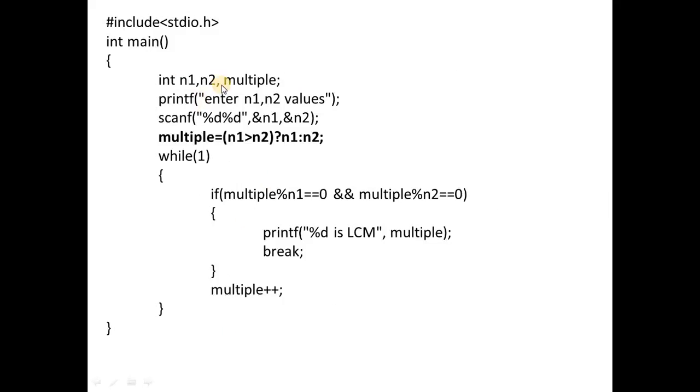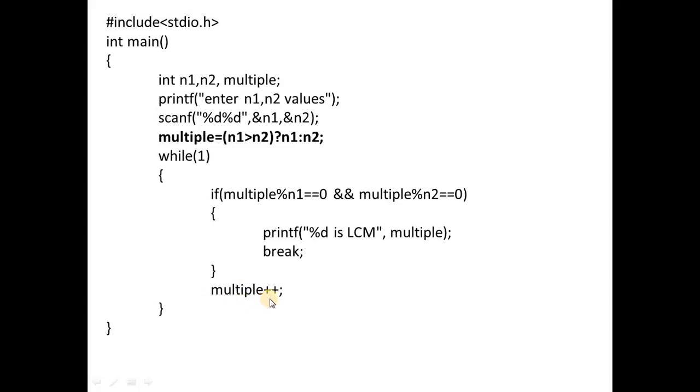We are taking n1 and n2 values here, and printf asks to enter n1 and n2 values. I am taking another variable called multiple, where I use a ternary operator. Whatever the highest value is, I store it in multiple. While of 1 means it is always true. We compare whether multiple is divisible by n1 or not, and also whether multiple is divisible by n2 or not. If both are true, then that becomes your LCM. If it is not true, it will not enter the if, it will go to multiple plus plus.